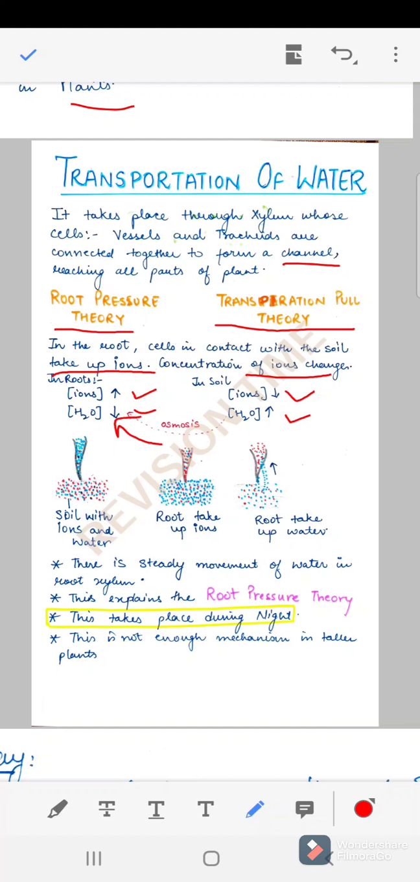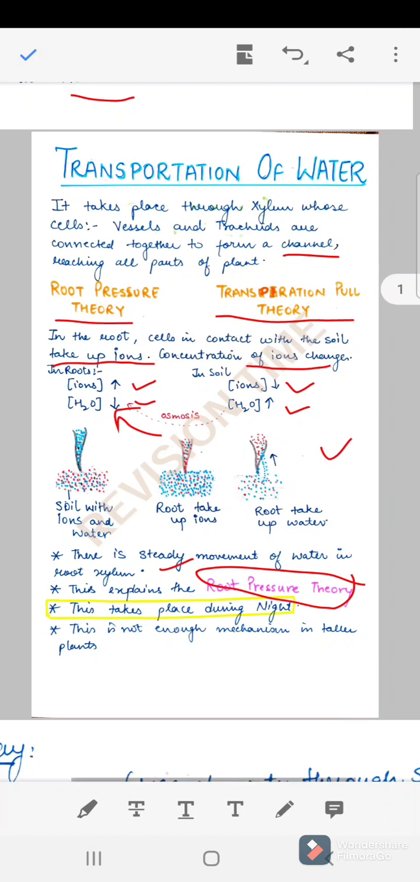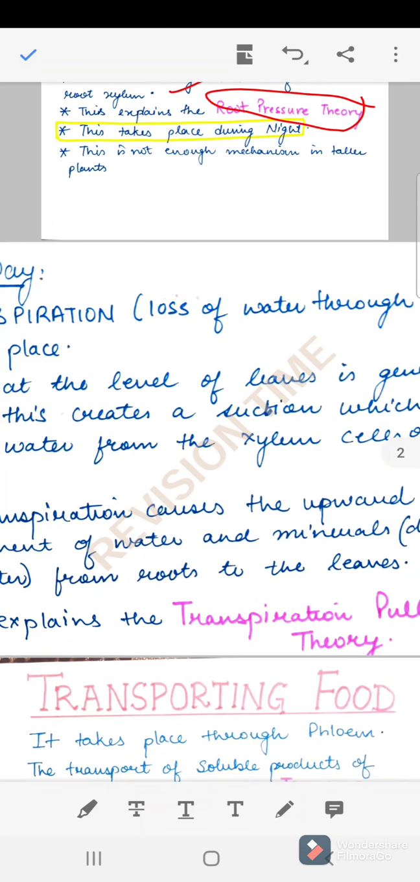So the diagram explains the same, where the blue dots represent the water molecules whereas the red dots represent the ions. So there is the steady movement of water in root xylem and this explains the root pressure theory. So we should know that this takes place during the night only, and this procedure is not an enough mechanism in the taller plants.